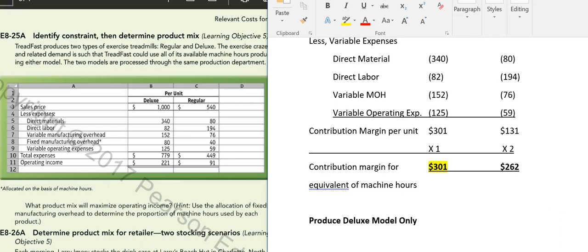So we just did E8-25A. You have another homework like this, so please try to do the homework.